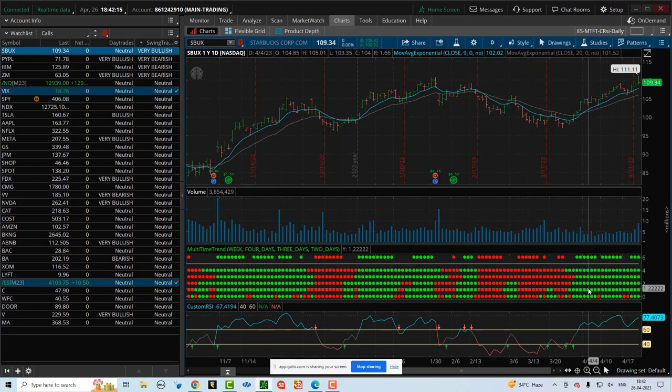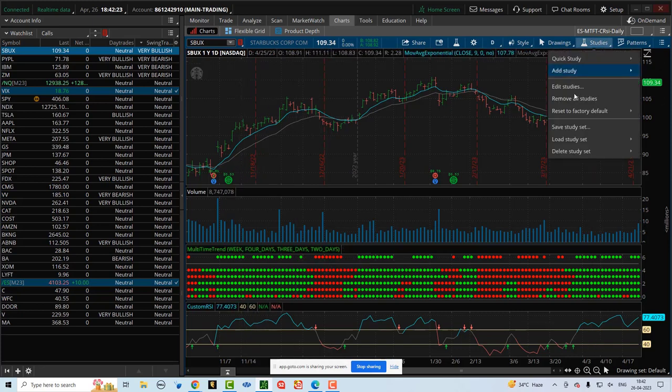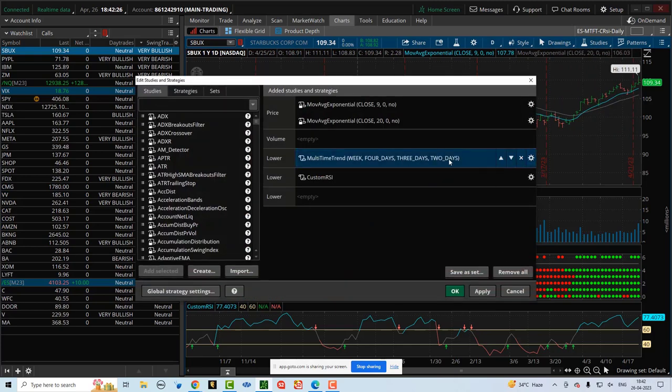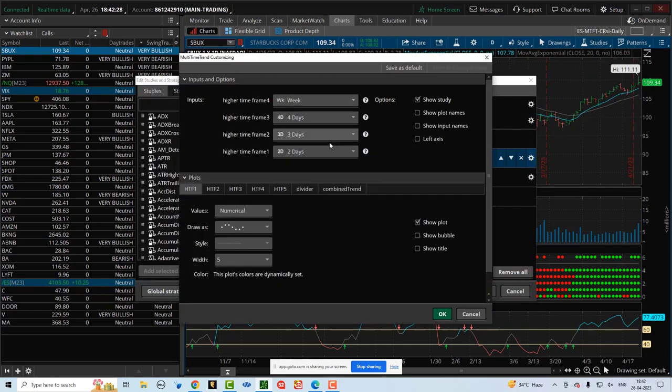And the next level is configurable. You can see over here, I have 2 days, 3 days, 4 days, week. On the study itself, you can actually configure these things. On the multi-time frame trend, the lowest row is always the time frame of the chart, which is a 1 day chart. Then you can say the next time frames are 2 days, 3 days, 4 days, and a week. And that's good for a trade that you want to last for about a week or two or three.